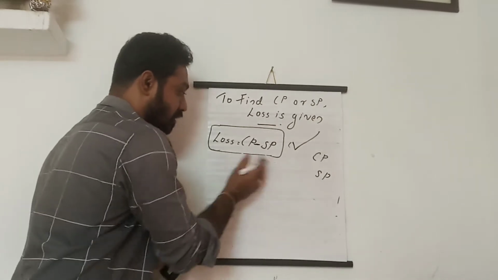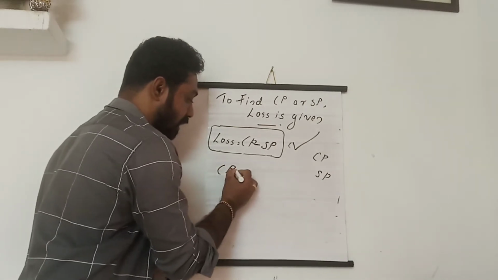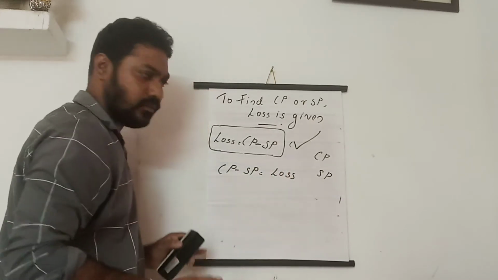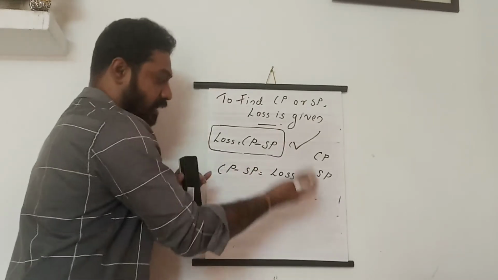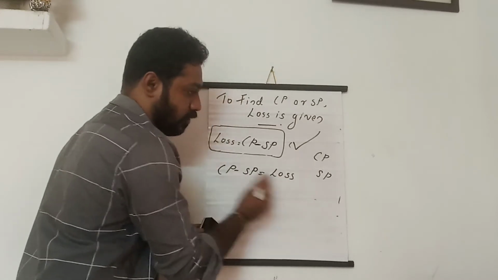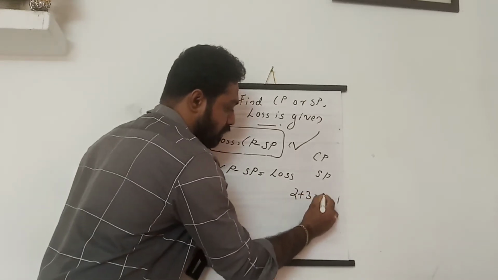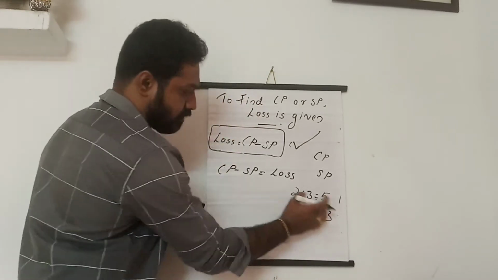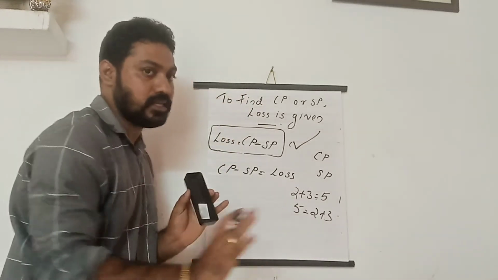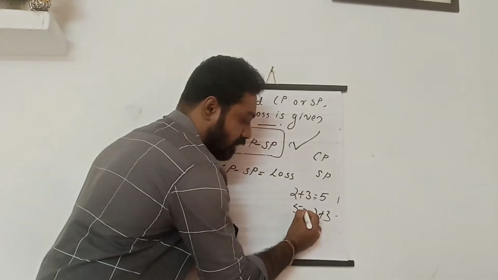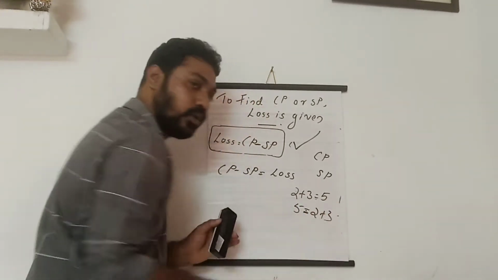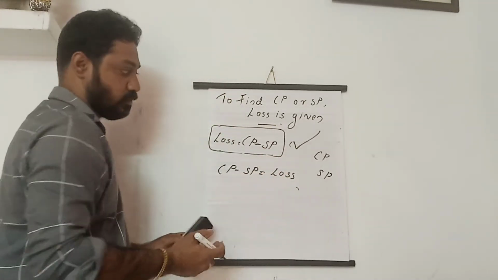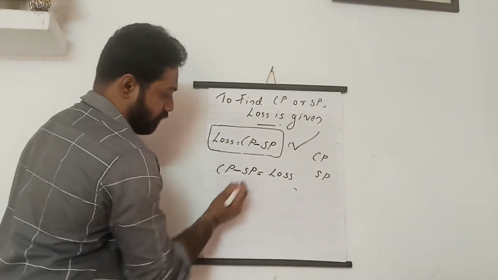I am writing this equation this way: CP minus SP is equal to loss. We can write it this way also, since the left hand side and right hand side are equal. 2 plus 3 is equal to 5, or 5 is equal to 2 plus 3. Both are correct, the fact is the same. So CP minus SP is equal to loss, or loss is equal to CP minus SP. I just rearranged the equation this way.